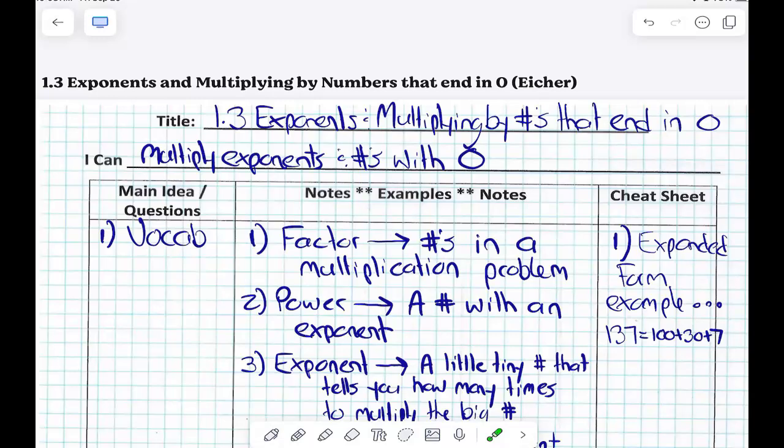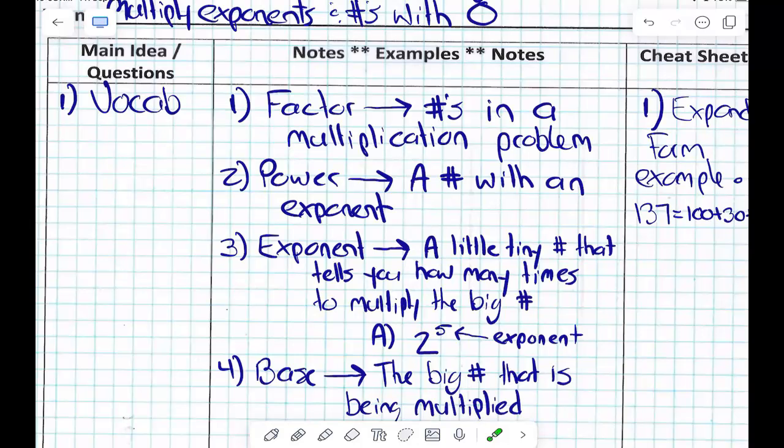Today we just finished the 1.3 notes on exponents and multiplying by numbers that end in 0. Can you multiply exponents? Yes. Can you multiply numbers that end in 0? Yes. Class, we know factors are the answers to what kind of problem? Multiplication. All right, I expect everyone to answer. Make sure you remember that.